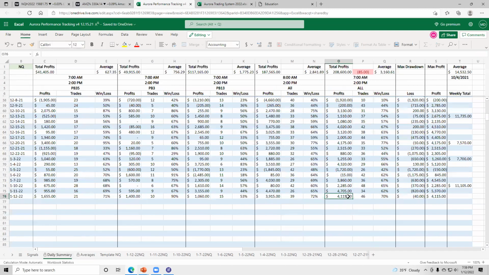Today's actual end of day system performance was $4,115. That is if you took every single trade from 7 a.m. Eastern to 2 p.m. Eastern. So it actually outperformed PATS today, which can certainly happen. But if you're trading PATS and you were done at 10:05 this morning, you can decide whether or not you want to continue to trade.